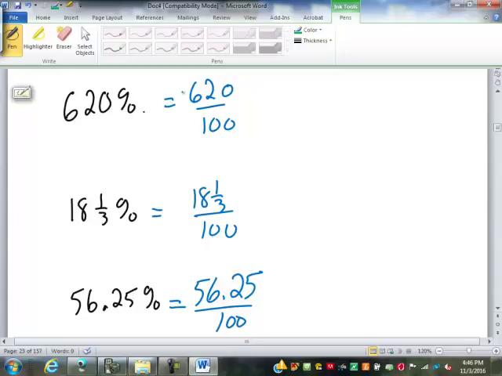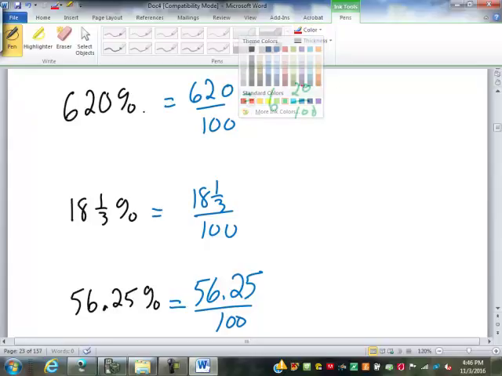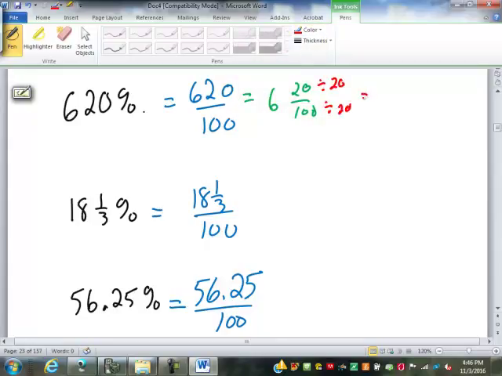620% becomes 620 over 100. First thing I would do is make it a mixed number. 100 goes into 600 6 times. There's 20 left over. Both 20 and 100 can be divided by 20. That's 1/5, and we bring over the 6. 6 and 1/5. How many had that one? Good deal.